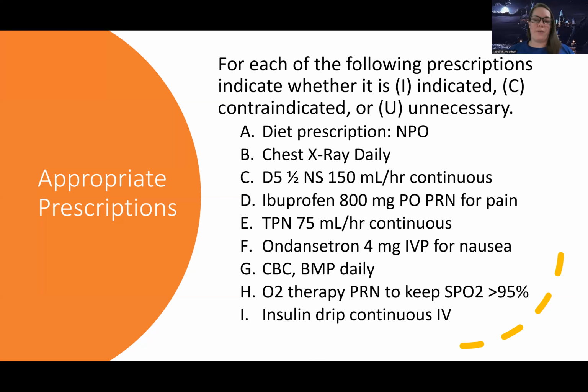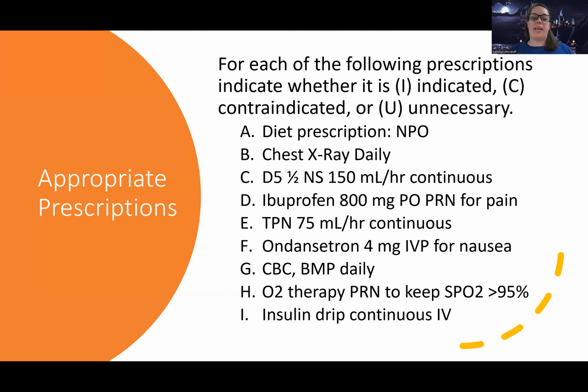Ondansetron, 4 milligrams IV push for nausea. It's a good way to practice to see if you know your meds that we've talked about. So ondansetron is also known as Zofran, which is an antiemetic. So we have to think, one, are they going to be nauseous? And two, is this an appropriate route for the medicine? So it's IV push, so yay, we like IV push. And like we talked about before, this patient can be nauseous and have vomiting. So this is an appropriate order.